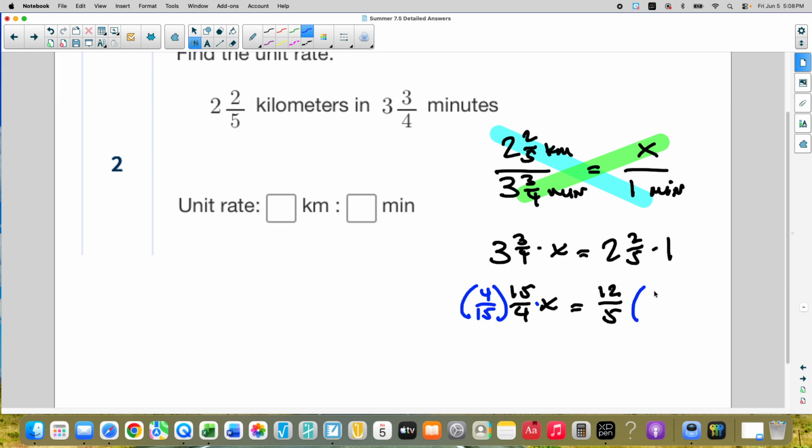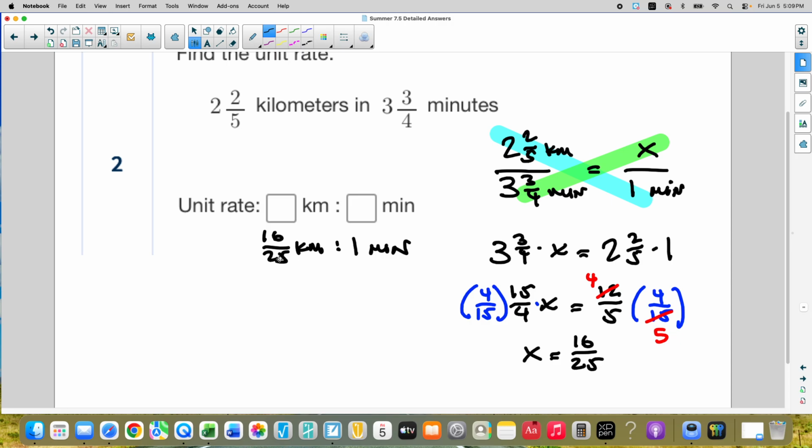we're going to multiply by the reciprocal. So we'll multiply both sides by 4/15, and we can simplify some of it. So 3 goes into 15, 5 times, 3 goes into 12, 4 times. And we get x equals 16/25. Okay, that's cool. 16/25 kilometers per minute. I would not have a problem with that per 1 minute.